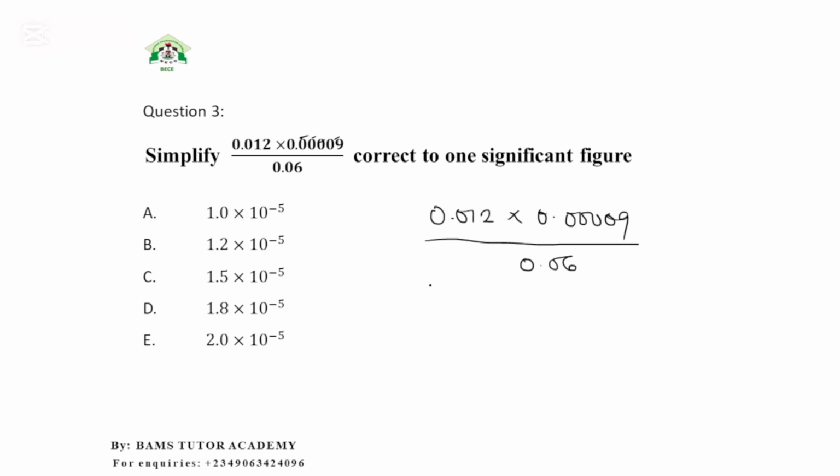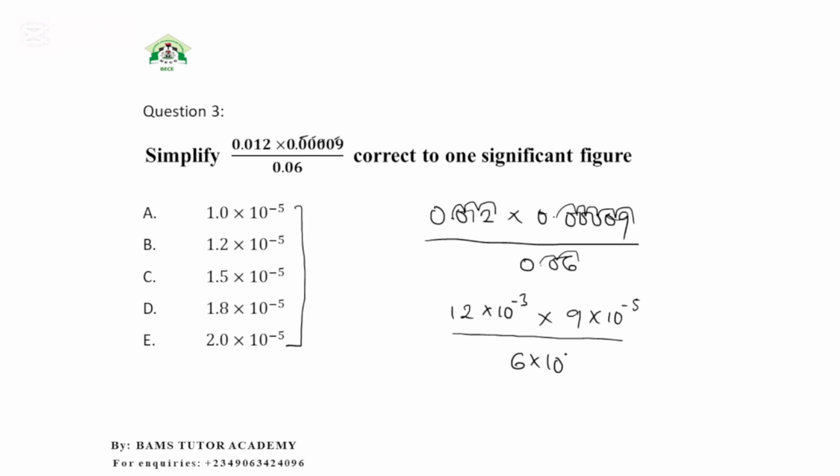Since all our options are times 10 raised to the power of something, I want to write these in standard form. Let me just write this as a whole number first. So 1, 2, 3. That's 12 times 10 raised to the power minus 3, because I'm moving from the left to the right. Then times 1, 2, 3, 4, 5. So that's 9 times 10 raised to the power minus 5. Is that okay? Then this is 1, 2. That's 6 times 10 raised to the power minus 2.